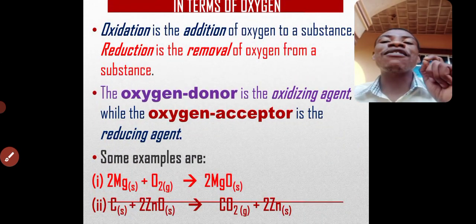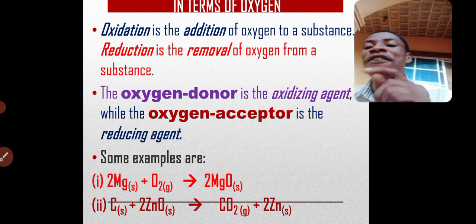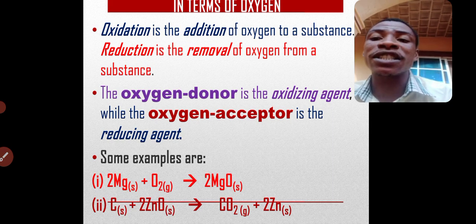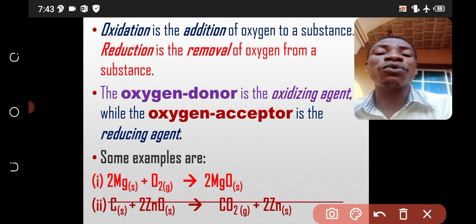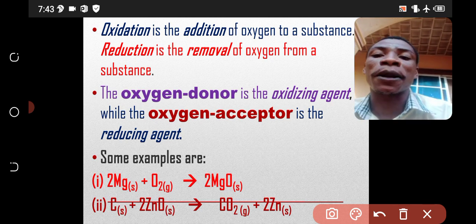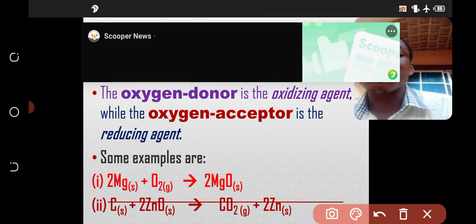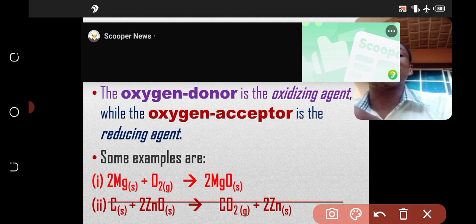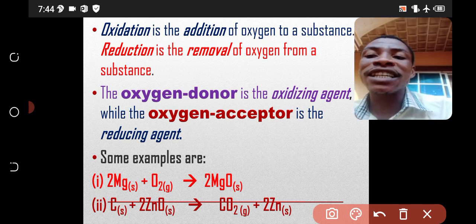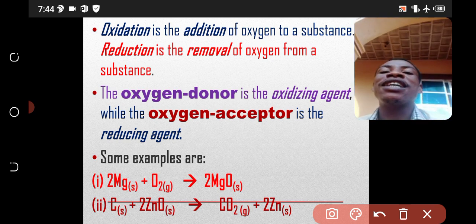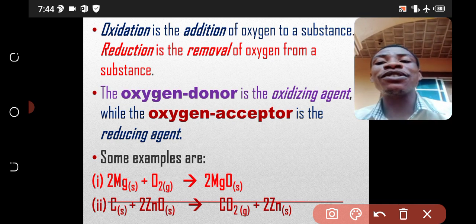So we'll take these definitions one by one and look at examples under them. The first is oxidation in terms of oxygen. I've told you before that whenever there's an addition of oxygen, we call it oxidation, and removal is reduction. Now, the species that donates the oxygen is the oxidizing agent, whereas the species that accepts the oxygen, the oxygen acceptor, is the reducing agent.